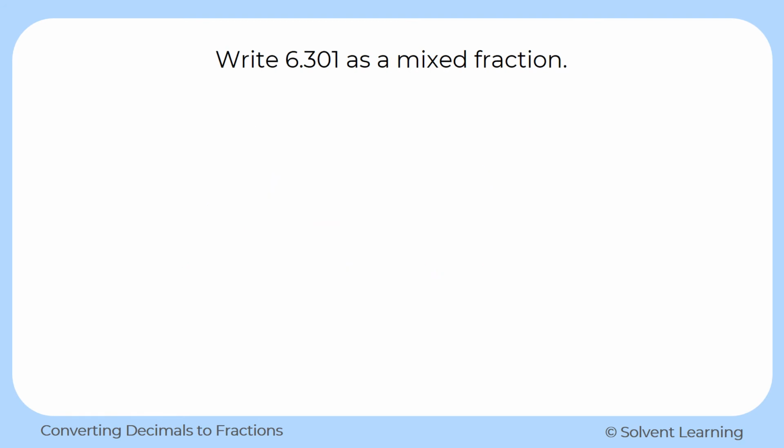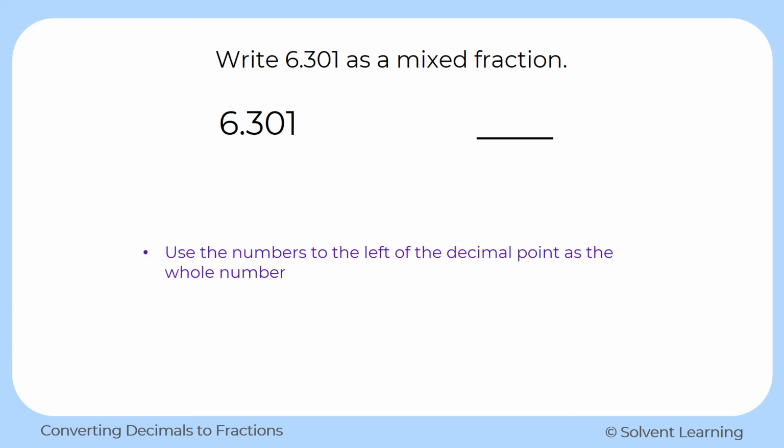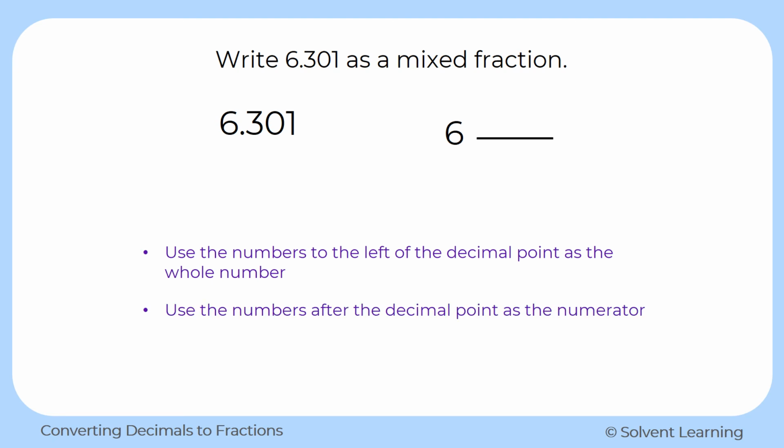Now let's look how we can write that same number, 6.301, but as a mixed fraction. So we'll start off with our same number. We have our fraction line, but we're also going to have a whole number in front of that fraction. So whatever numbers are to the left of the decimal point, that will become the whole number part of our mixed fraction. So we only have a 6 that's to the left of our decimal point. So our whole number part is 6. And then we use the numbers after the decimal point as the numerator. So that's the 301. Place that up top as the numerator.